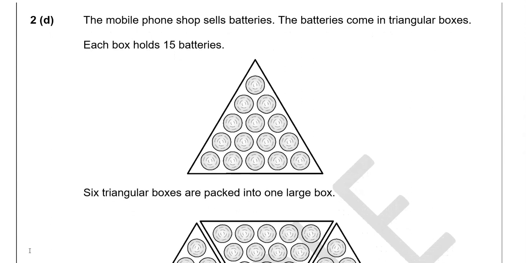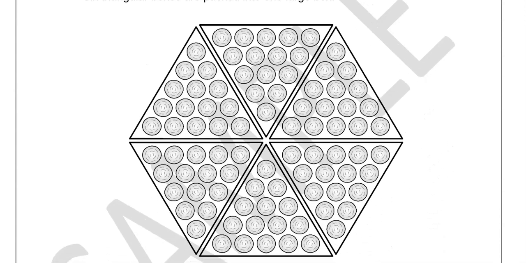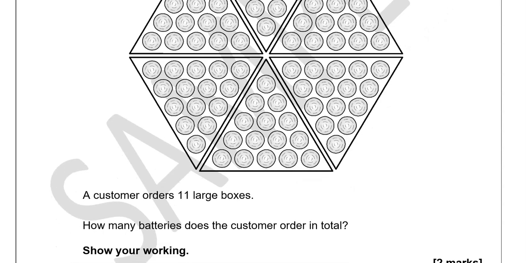The mobile phone shop sells batteries. The batteries come in triangular boxes. Each box holds 15 batteries. 6 triangular boxes are packed into one large box. A customer orders 11 large boxes. How many batteries does the customer order in total?